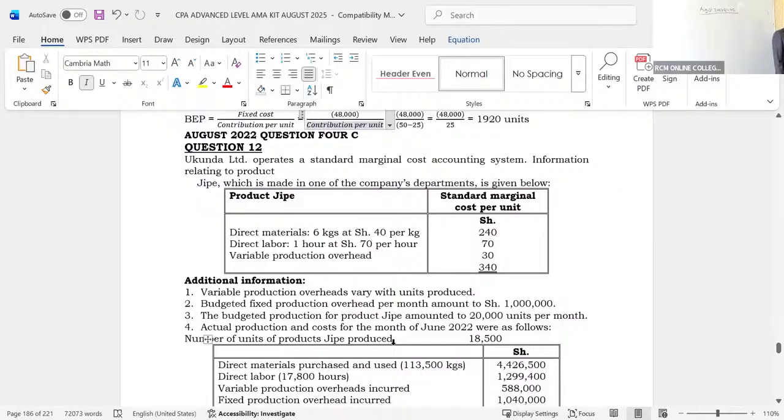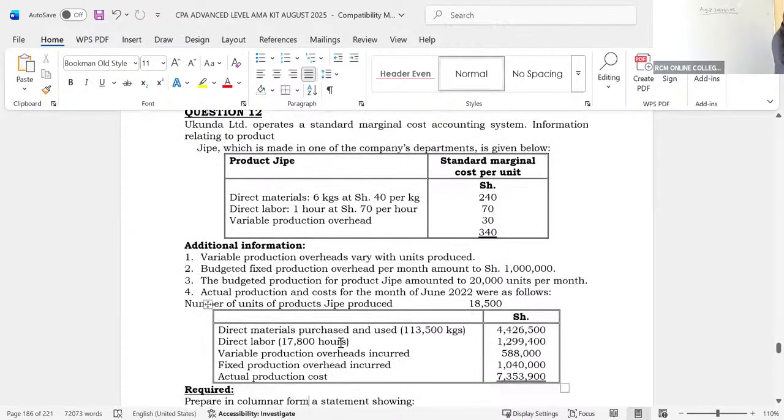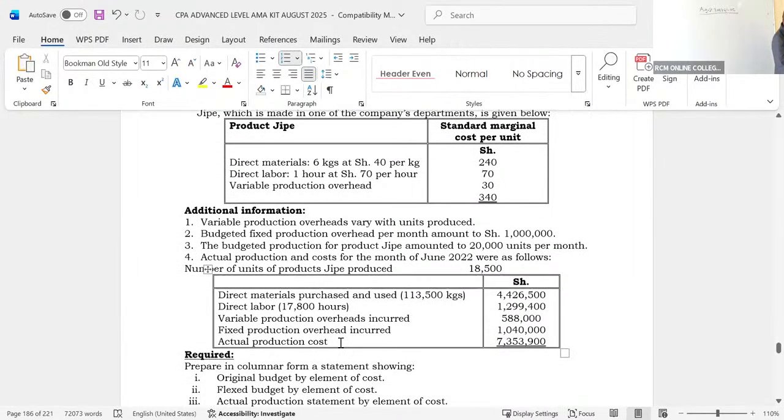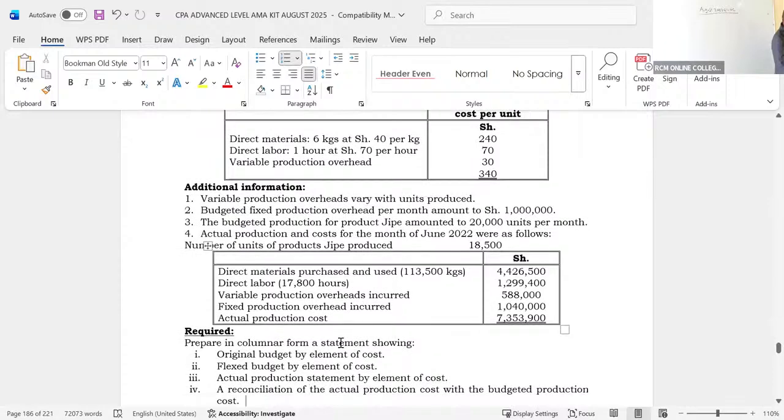18,500, isn't it? Then we have direct materials, direct labor, and many other items there. Then they want us to prepare, in columnar format, a statement showing the original budget, just the costs only. Remember, the one that we did of May 2015 had the original budget, the profit and loss. They wanted us to show revenue and cost. This one, they only want us to do cost.